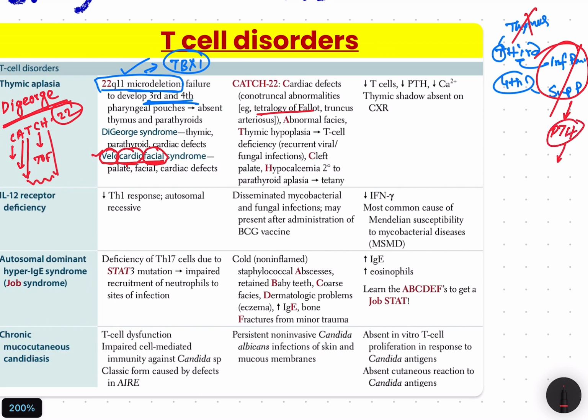There will be no PTH, and PTH is regulating the calcium level in blood. So there will be decreased calcium, or hypocalcemia, and those are the typical findings. See, decreased parathyroid hormone, decreased calcium, that can lead to tetany.